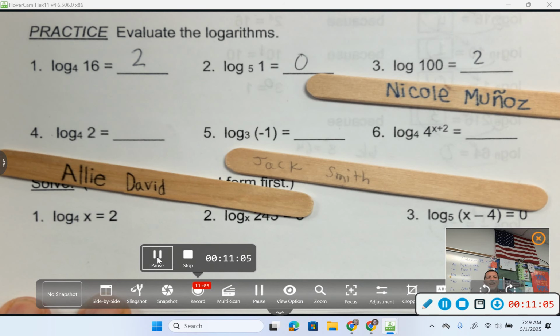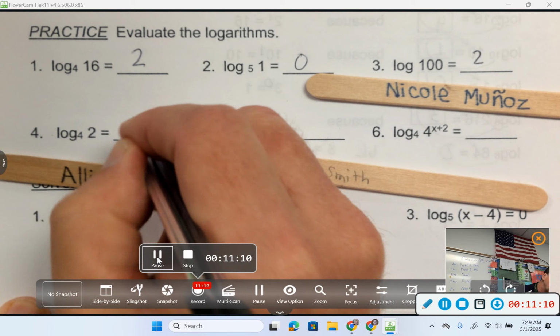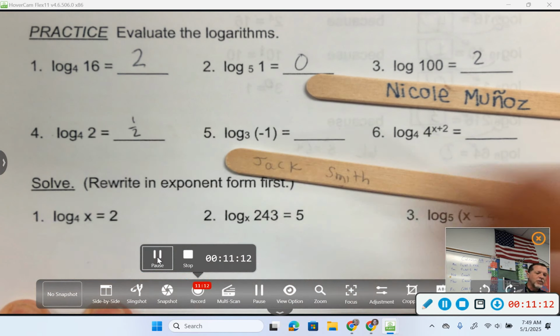You got this. Allie, what's log base 4 of 2? 1/2. Very nice. 4 to the 1/2 is 2.